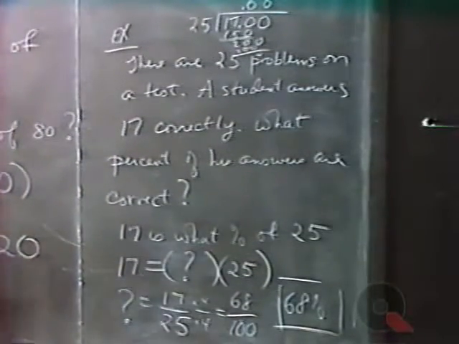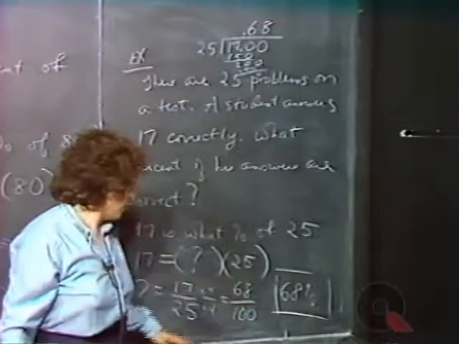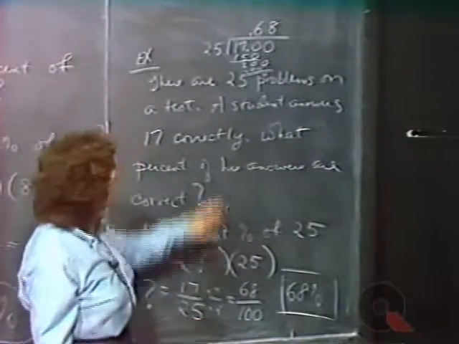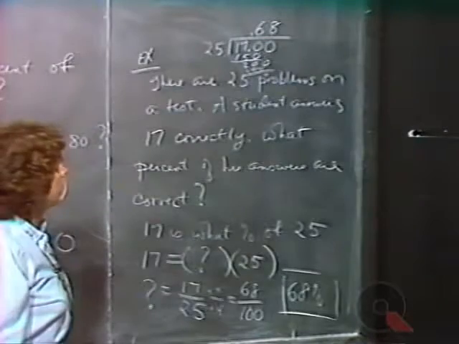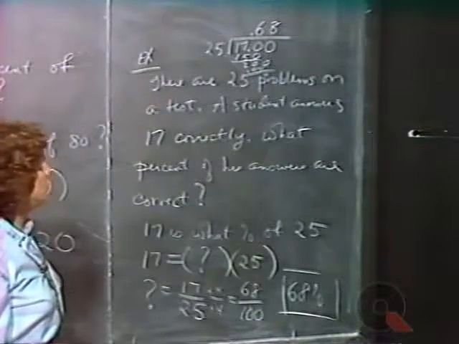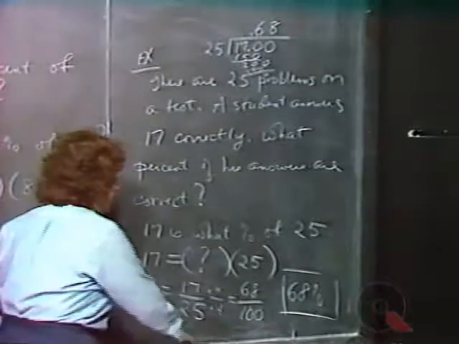And certainly if there had been 33 questions on the exam, some number which was not a factor of 100, then you would want to do it in that manner. You would change it into the decimal and then write it as the percent.